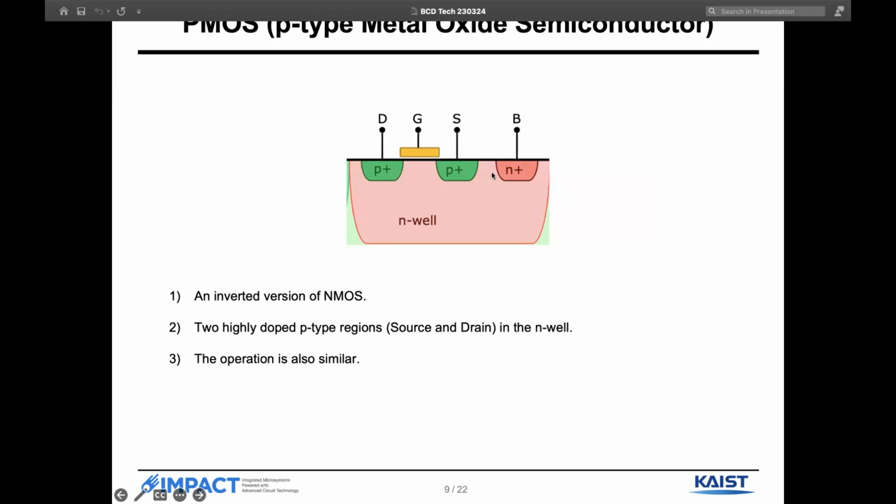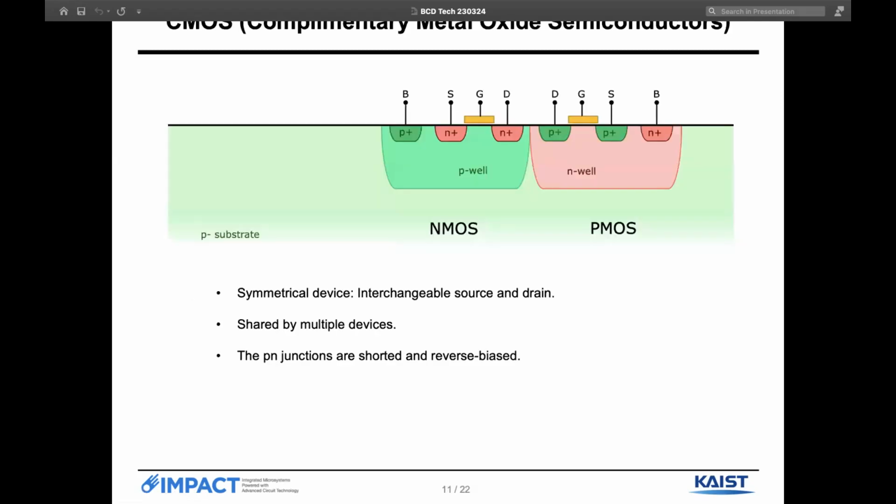PMOS is basically the exact opposite of NMOS. It works in pretty much the same way, but here we have highly doped P regions in an N well, and that's the only difference. Now CMOS is basically combining NMOS and PMOS in a P substrate. This is a symmetrical device, so the source and the drain can be interchangeable, and this can be shared by multiple devices. The PN junctions are shorted and reverse biased. CMOS stands for complementary metal oxide semiconductor.